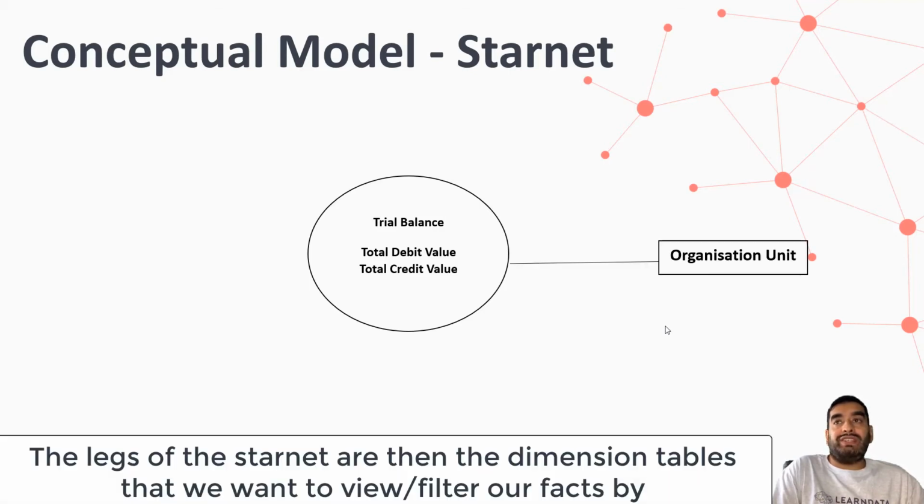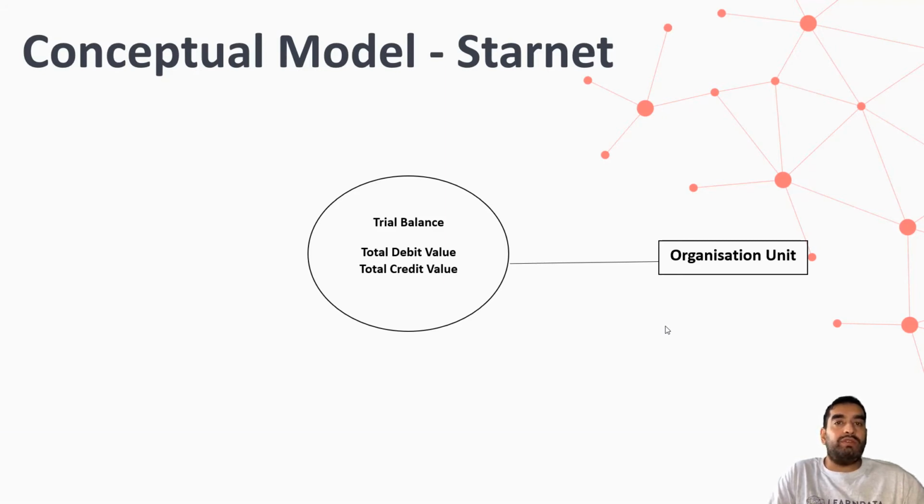So our first one is, say, organization unit. So we can just draw a line from our circle to organization unit. And then on here, we want to put the attributes that we identified as relevant for reporting, relevant to the business questions that we want to answer.